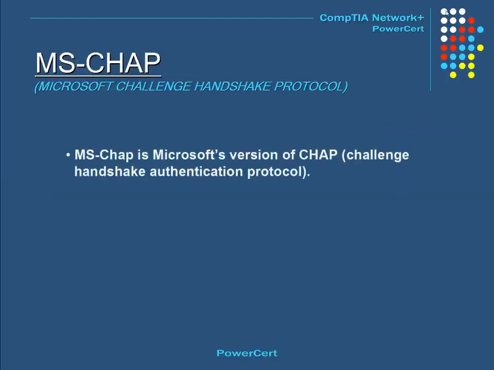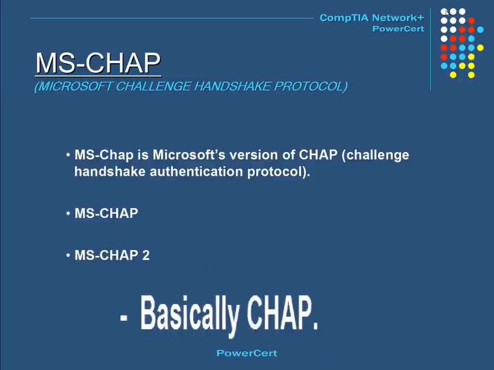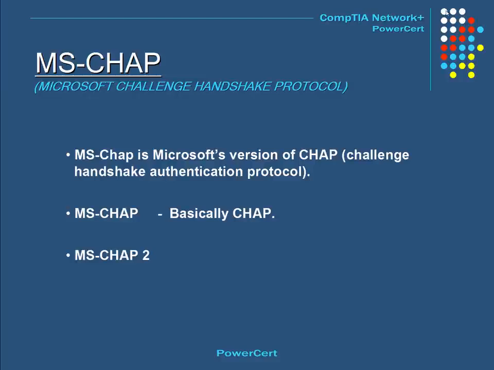Now, MS-CHAP is Microsoft's version of CHAP. There are two versions of MS-CHAP: MS-CHAP and MS-CHAP 2. MS-CHAP is basically CHAP, so it only authenticates the client. But MS-CHAP 2 offers mutual authentication. Both the client and the server are authenticated, so it's more secure.